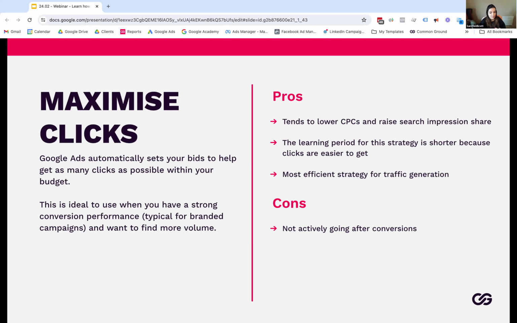With this, you generally have lower cost per clicks, which is great, and it can increase your search impression share as well. The learning period of this is shorter, and it's really good at driving traffic generation. To reiterate, when you know they are high quality because they are searching for your brand name, and you've got loads of competitors bidding on you, this may be something to pivot towards rather than maximize conversions. However, it doesn't actively go after conversions, so you want to make sure that you've got the landing pages correct, and the ad copy is right as well.